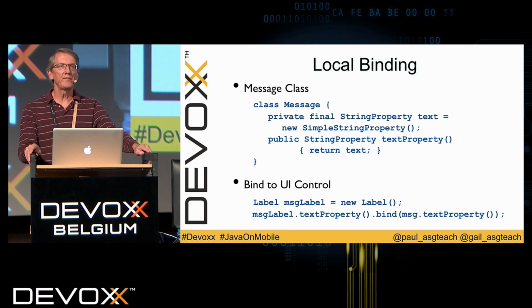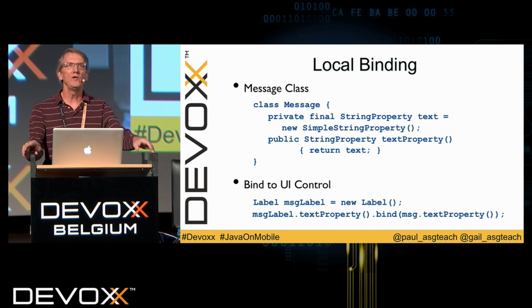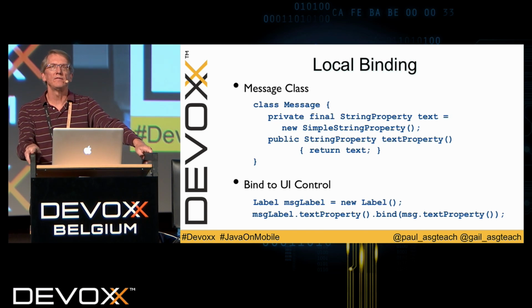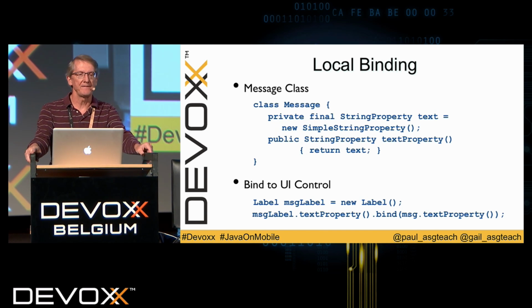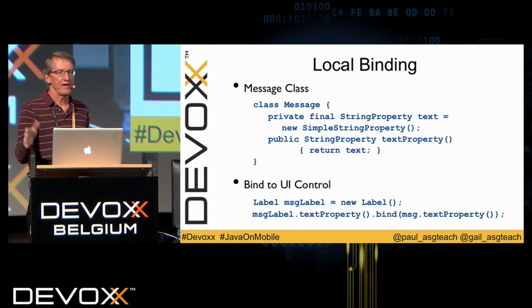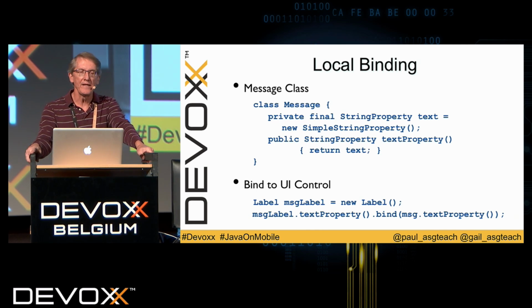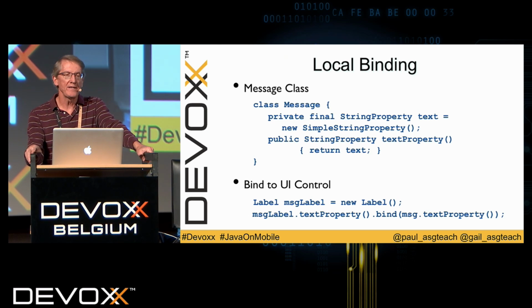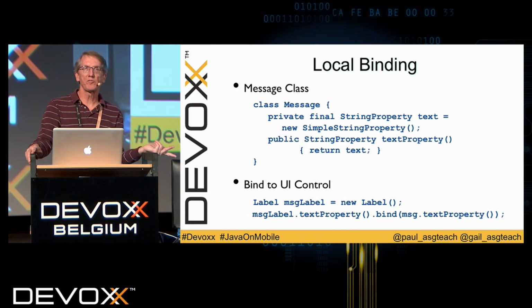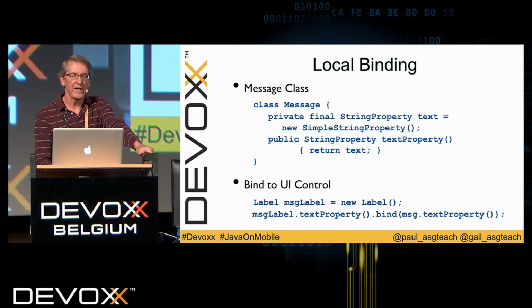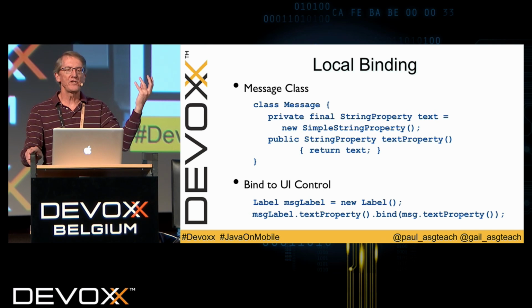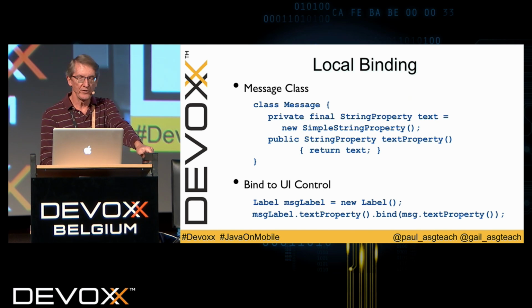Okay, now before we get into remote binding, let's review how you do local binding in JavaFX with a simple example here. And then we'll show you how easy it is that Gluon has made it with remote binding. Suppose we have a message class, and you've already seen how we can use binding with the bind API to bind the text property of a message object to the text property of a label in your UI. And what this means is that when the message object changes, the label in your UI will update automatically.